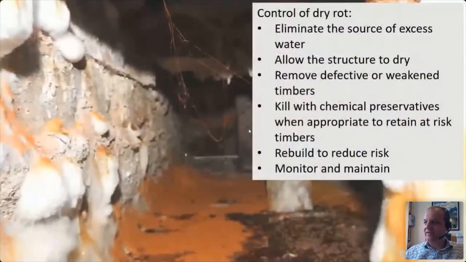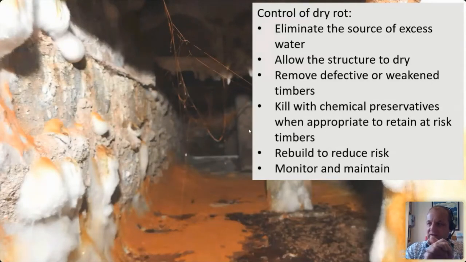Because that really is the critical element to control. It's not anything other than understanding the point at which the water is getting in, the water that it's using to thrive, grow, procreate, do its stuff. If you do not eliminate that water, you're never going to get rid of the problem. You're just going to bump it down the track a bit. So control, eliminate the water source, allow the structure to dry. And I mean, as far as you possibly can.